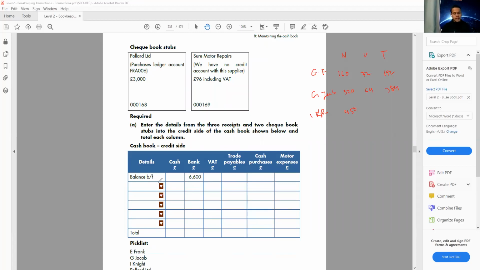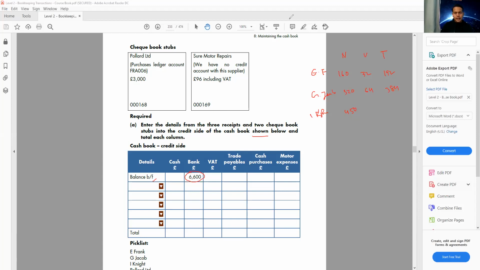The first thing we can see here, we have opening balance, balance BF. That means we have some money at the beginning. At the beginning of the period, at the beginning of the month, we already have £6,600 in the bank. So that's fine. We can always have some money in the bank. Opening balance is the balance that comes from the last period, from the last month. So we already know it. Balance BF or balance BD means the opening balance that comes from the balance CD.